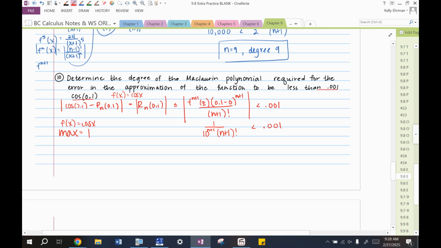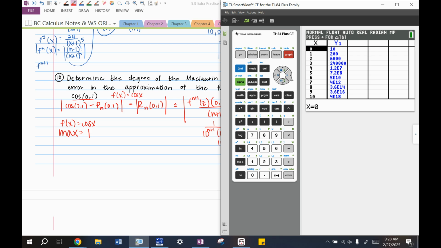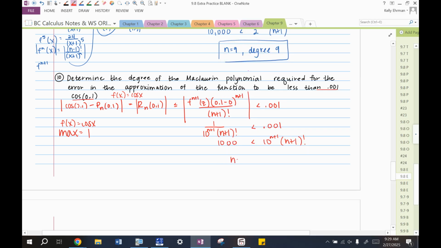This is 1 over 1,000, so you can also do 1,000 is less than 10 to the n plus 1 times n plus 1 factorial. This would be a fair one to make non-calculator because you would just be plugging in, like, it's only going to be 1 or 2 or something. So let's just see. So it's 10 to the x plus 1 times x plus 1 factorial. And if I go back to my window, I just need to exceed 1,000. So it only takes 2, n equals 2.